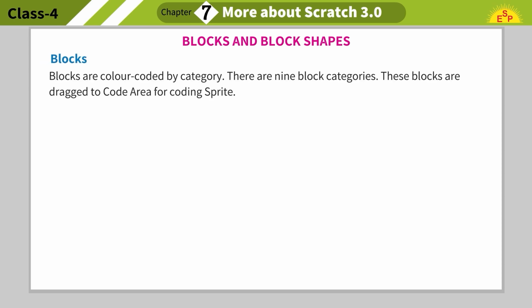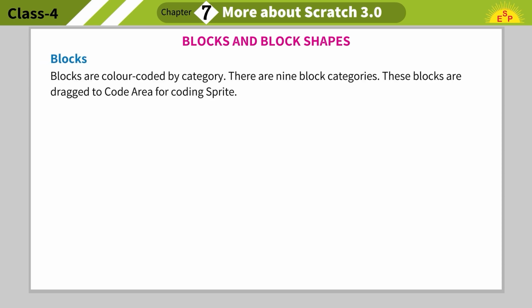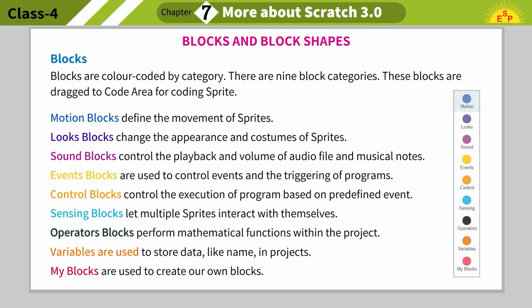Blocks. Blocks are color-coded by category. There are 9 block categories. These blocks are dragged to code area for coding sprite. Motion blocks define the movement of sprites. Looks blocks change the appearance and costumes of sprites.